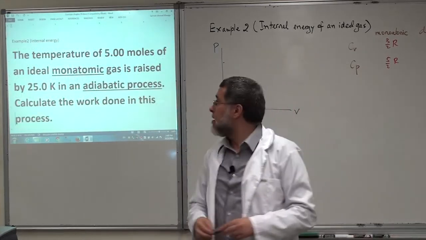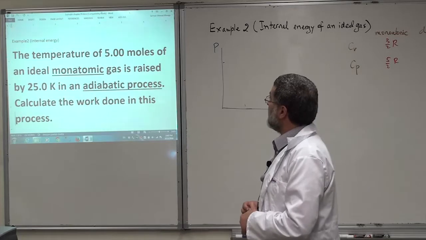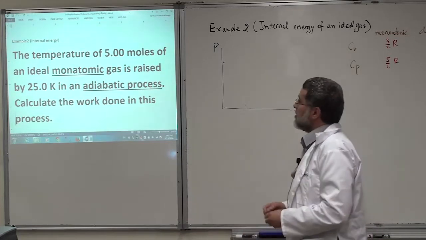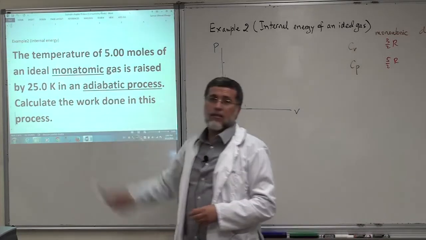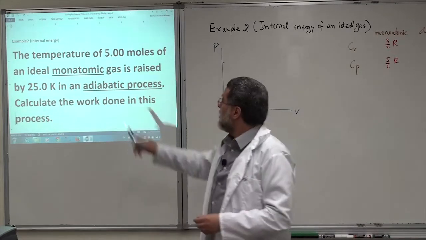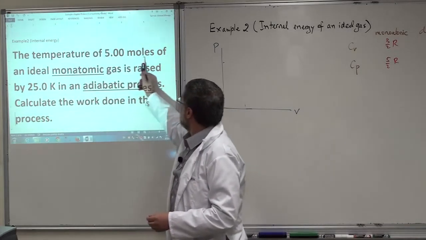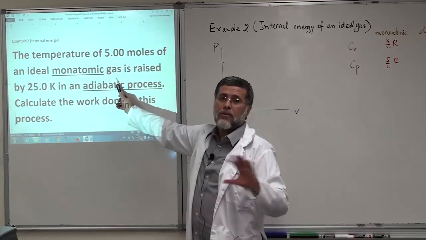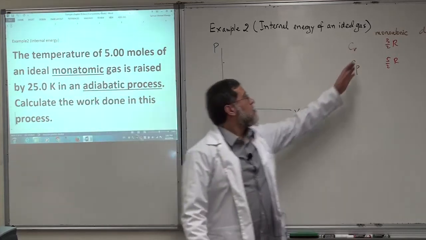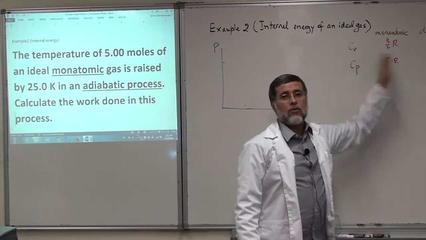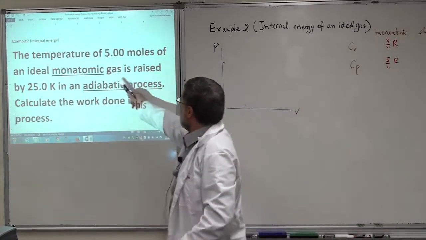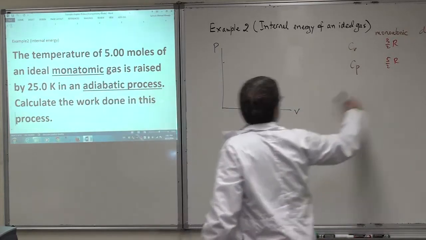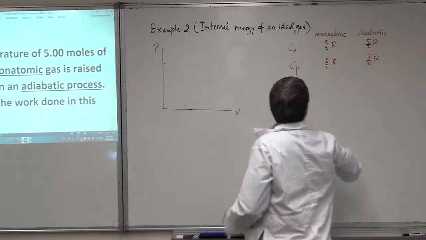Okay, let's look at this second example about the internal energy of an ideal gas. Again, this is an old exam problem. It says the temperature of 5 moles of an ideal monatomic gas. It's very important to know what type of gas it is, because C_V and C_P change according to the type of gas we are dealing with. So this is a monatomic gas. It means C_V is 3/2 R and C_P is 5/2 R.